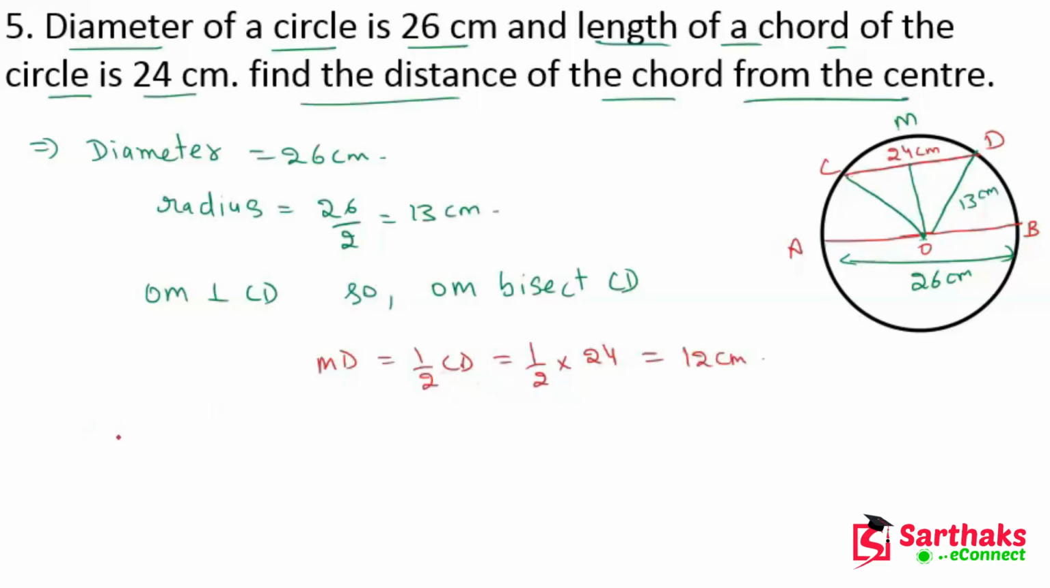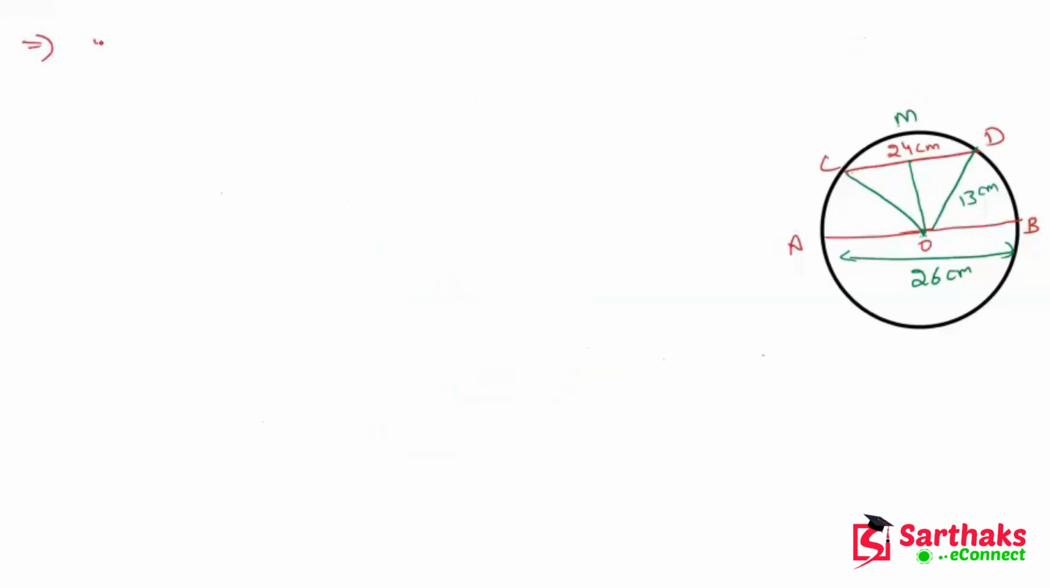Now OD, which is the radius, is equal to 13 centimeter. Now in triangle OMD, we are taking this triangle. In this triangle, we know that this is a right angle triangle.